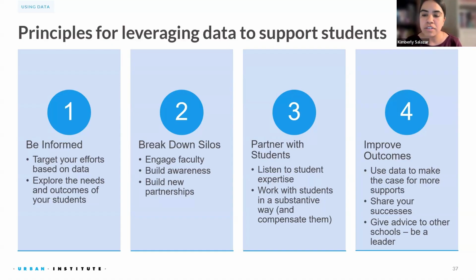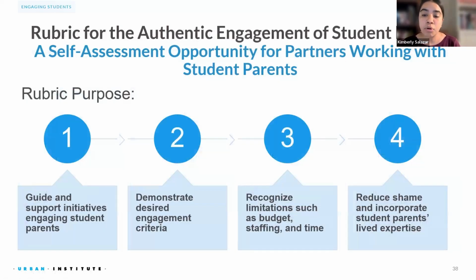And so finally, when institutions use data to advocate for more supports and share what works, they not only improve outcomes locally, but also model student-centered leadership across the field and across the institution. Next slide, please. So the purpose of this rubric is fourfold. It helps guide and support initiatives such as data collection on student parents that meaningfully engage student parents, and provides a structured framework for action. It demonstrates clear engagement criteria so teams or those working with student parents know what authentic involvement looks like in practice. It encourages partners to acknowledge real-world limitations like budget, staffing, and time, so expectations are realistic across the board.